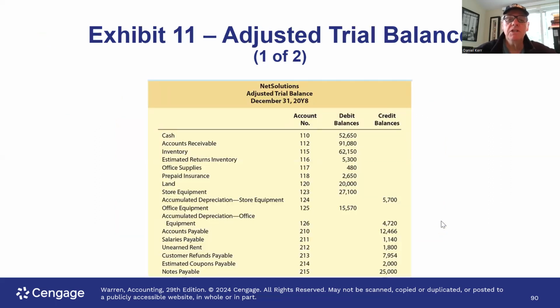So if we make those two adjusting entries, then we look at the adjusted trial balance, and we've got a bunch of new accounts here. In fact, the thing is so big, I can't fit it on one slide here. So notice there's an account 115 we didn't have before until we got to this chapter. Account 116, estimated inventory returns. We didn't have that one before. And then look down at the bottom there. We've got customer refunds payable, estimated coupons payable. Those are two new ones that we had, 213 and 214.